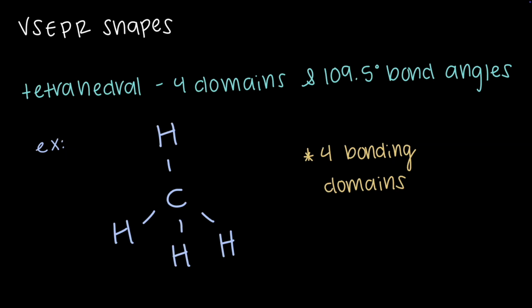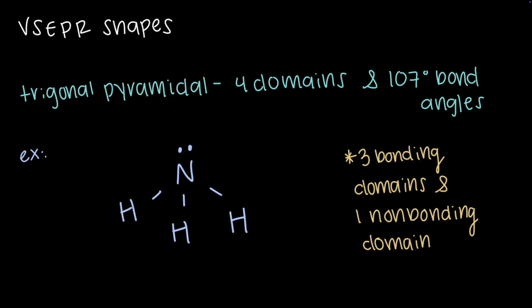Tetrahedral with 4 domains and 109.5 degree bond angles. An example will be CH4. Trigonal pyramidal with 4 domains, but one of those domains is a lone pair. Trigonal pyramidal will still have a bond angle of approximately 109.5 degrees, but for an exact angle, it will be slightly smaller with a bond angle of 107 degrees. An example will be NH3.